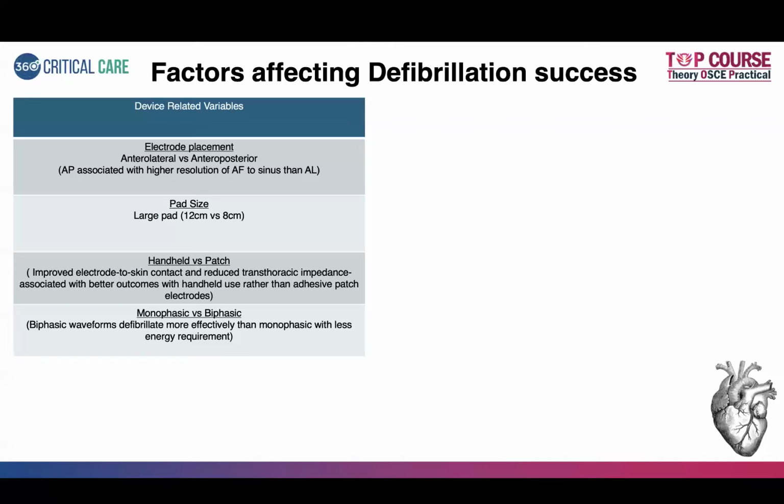And monophasic versus biphasic: previously it was always a debate about which is more effective. As you know, monophasic defibrillators work in a fashion where the current only flows from one electrode to the other. It's a unidirectional flow, and it requires a high amount of energy, thereby there is always a risk of myocardial injury. Whereas with biphasic, the current flows from one electrode to the other, and then it moves from that second electrode back to the first electrode.